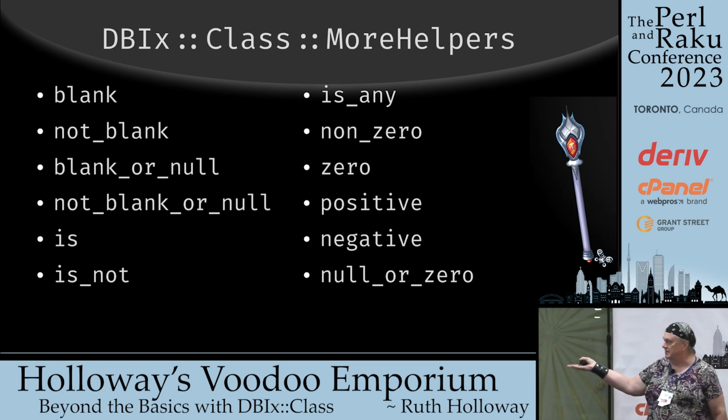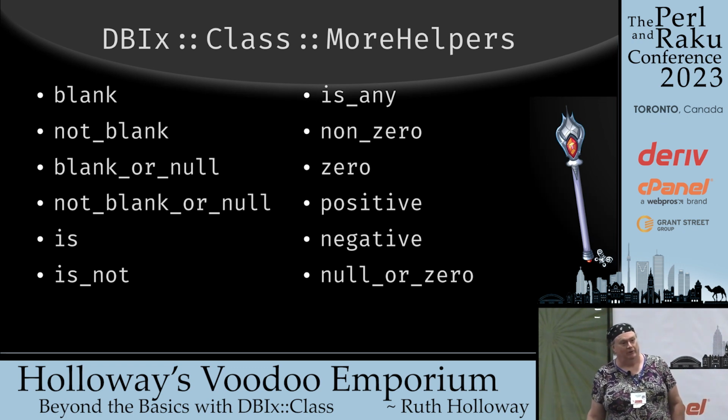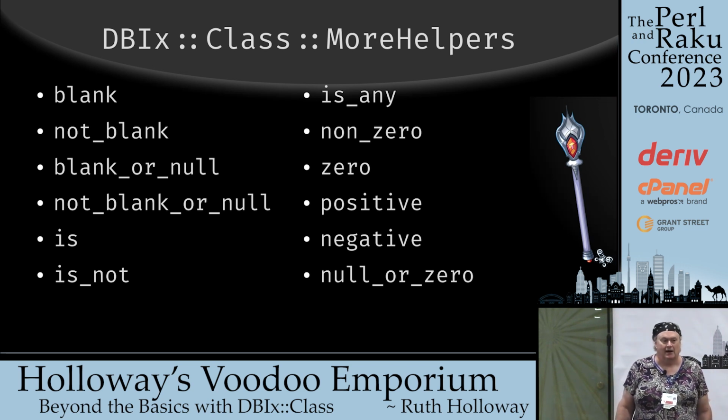Zero, non-zero, positive, negative, null, or zero for numerics, especially numerics that are nullable, that last one. Null or zero does not always, on all databases, return zero if you ask for zero. If it's null, some databases will return it as if it were zero. Some databases will not. This explicitly sets the case.